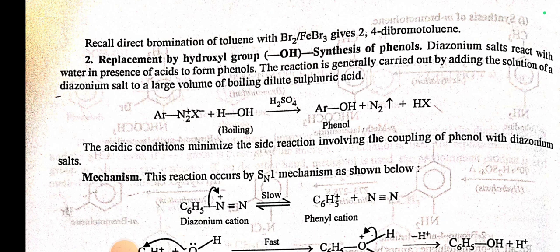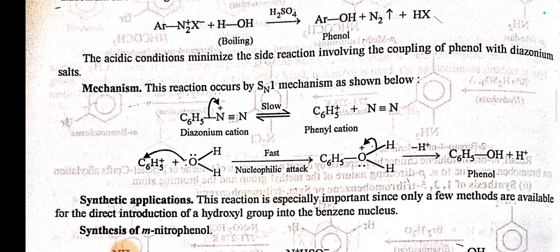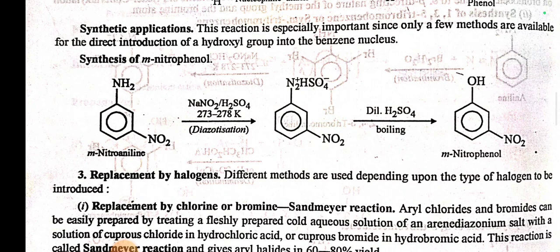Number 2. Replacement of diazo group by hydroxyl group. Synthesis of phenol. Diazonium salt reacts with water in presence of H2SO4 to form phenol. The reaction is generally carried out by adding the solution of a diazonium salt to a large volume of boiling dilute sulfuric acid. ArN2X plus HOH (H2O) in presence of H2SO4 gives phenol plus N2 plus HX. The acidic condition minimizes the side reaction involving the coupling of phenol with diazonium salt. Synthetic application. This reaction is especially important since only a few methods are available for the direct introduction of a hydroxyl group into the benzene nucleus.